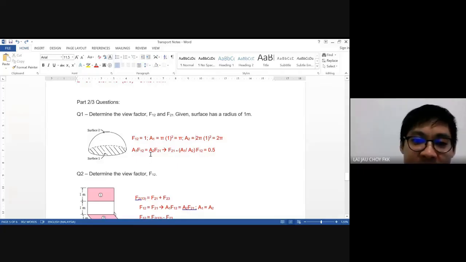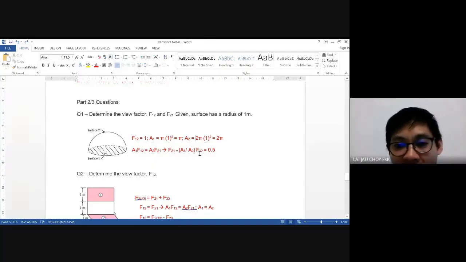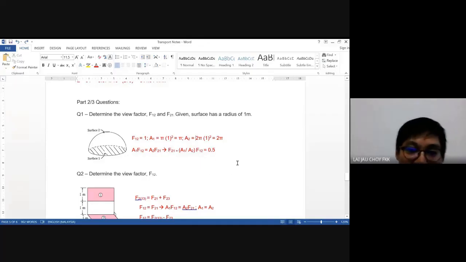Then using the reciprocal rule, A1 F12 equals A2 F21. From there we can get F21. F21 equals A1 over A2 times F12. Because F12 equals 1, and A1 over A2 is pi over 2 pi, that is half. So we get F21 equals 0.5. So very simple, right?